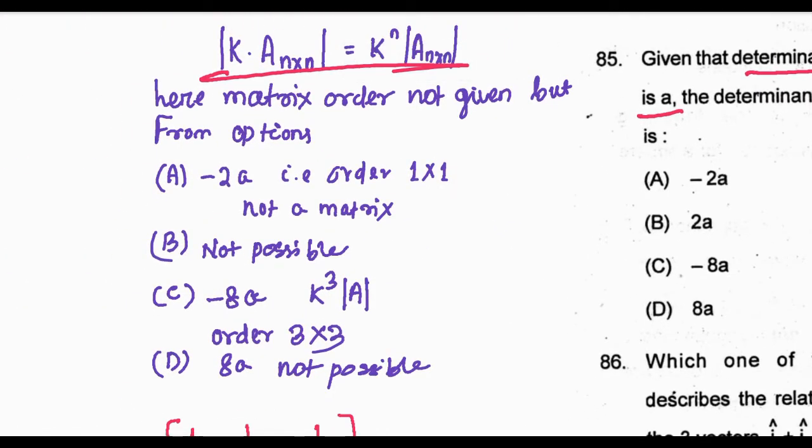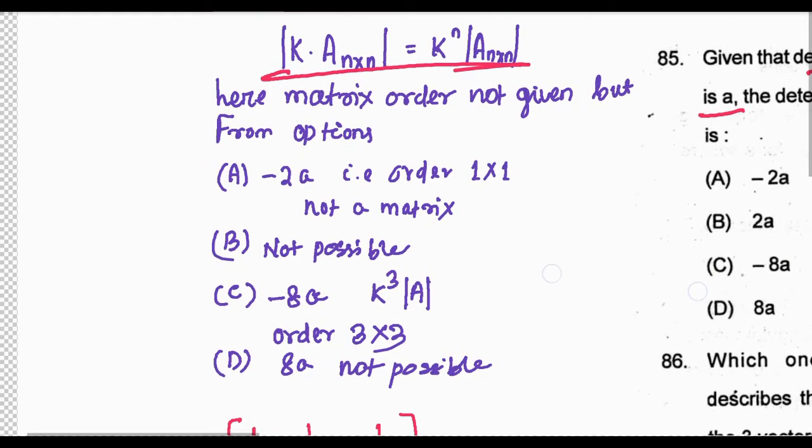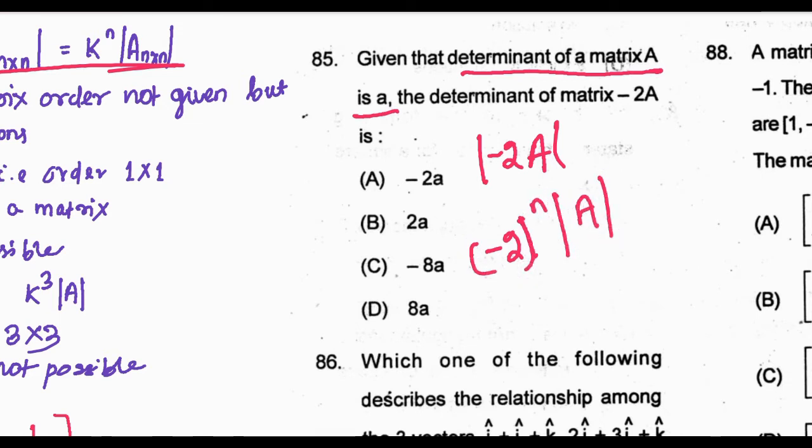So here I have analyzed all the options. First thing, as minus 2 is multiplied, so minus 2a, that order is 1 cross 1, and this is not a matrix. If this one is a matrix and I multiply minus 2 to this one, then its determinant will be minus 2 to the power n into the determinant of A. This will be the answer. But in the question, the n value, that is the order of the matrix, is not given.